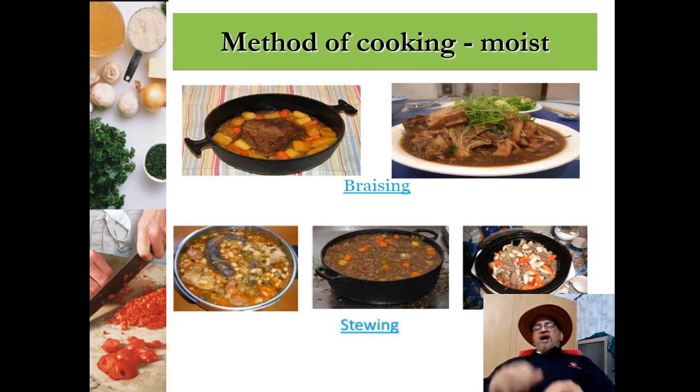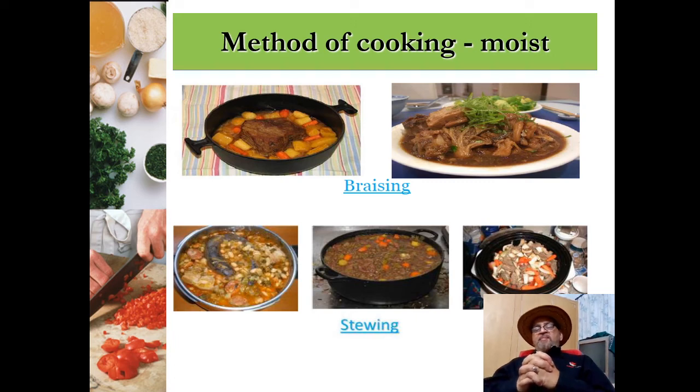So what happens is half the food is immersed under water and the other half of the food is above the level of the water or the sauce or the gravy. When the lid is clamped shut on top and the food is cooked on a low flame, then what happens? The food which is submerged in water gets boiled, and the food which is above the level of the sauce or gravy or water gets cooked by the help of steaming. So stewing is a combined method of boiling and steaming.